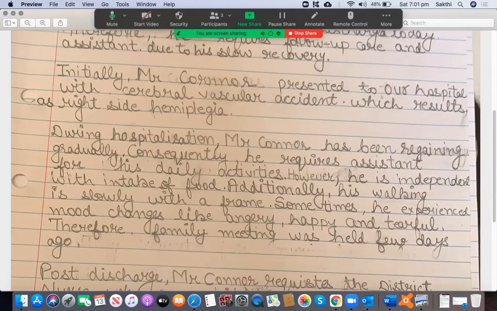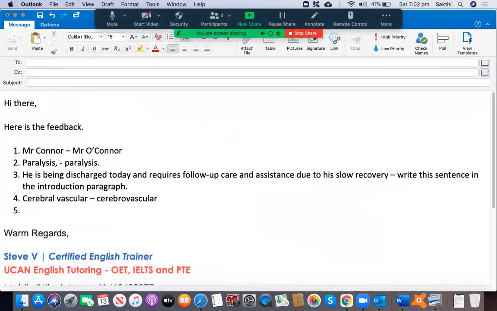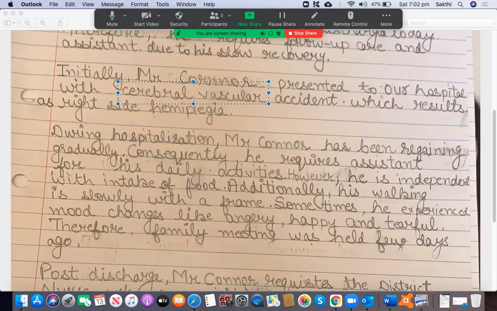Initially, Mr. O'Connor, it's again O'Connor only, presented to our hospital with the cerebrovascular accident. Cerebrovascular is one word only. Cerebral vascular or cerebrovascular? Do you know which one it is? Is it cerebral or cerebro? They just mentioned CV just. Okay, then it's not cerebral actually. It's going to be cerebrovascular and it is one word only. Cerebrovascular is one word only. Okay, try not to write down two words after that.